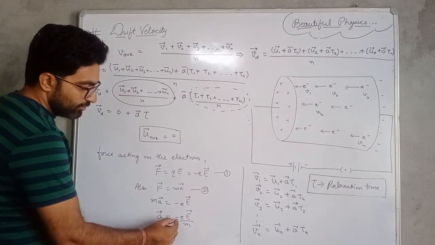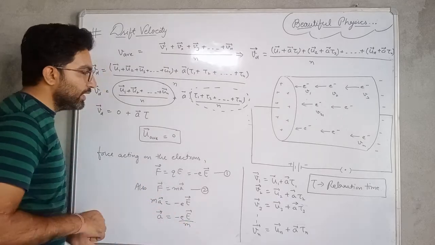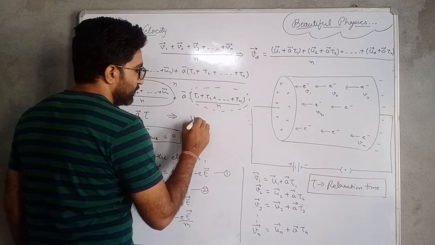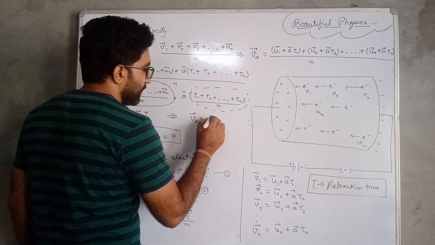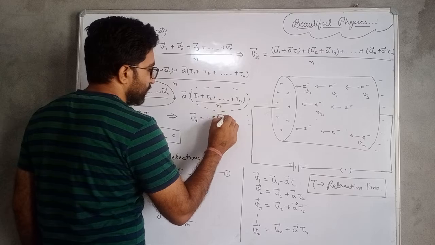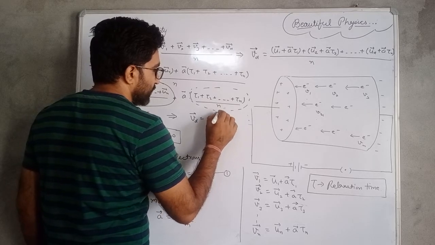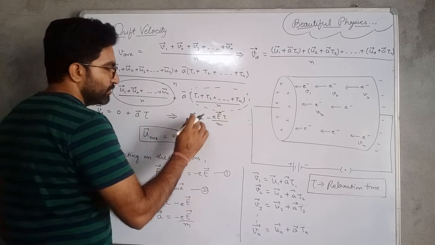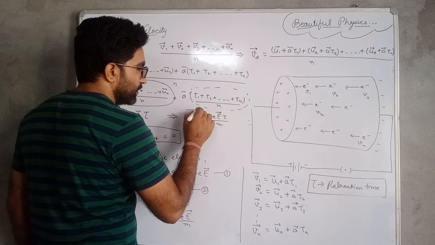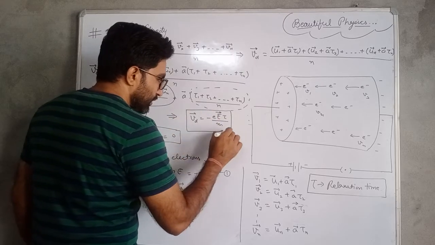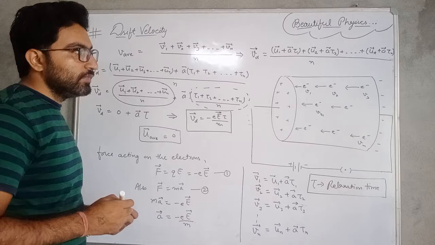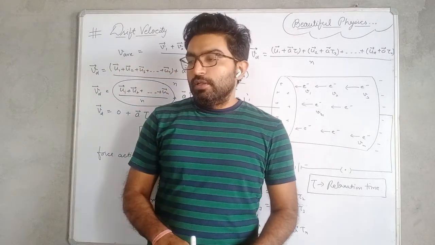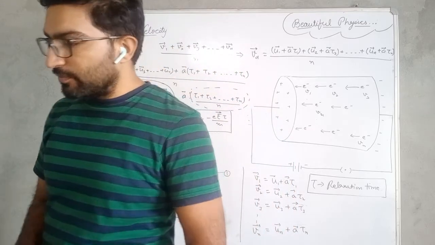From there we have Vd is equal to a tau, and acceleration is equal to minus e by m. So put the value of acceleration here, and we have Vd is equal to minus e tau by m. So this is the expression for the drift velocity of the electrons while the electric field is applied on the conductor.